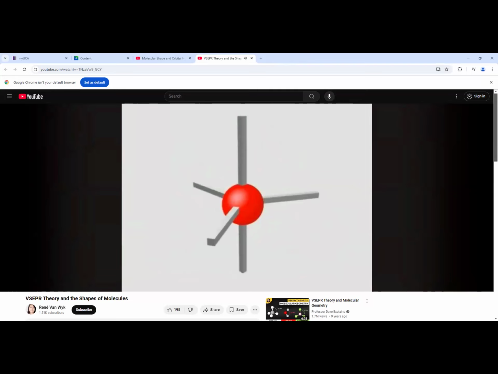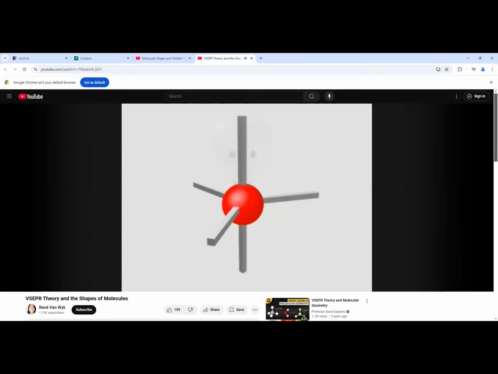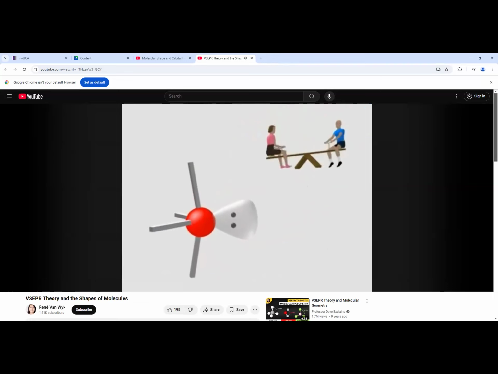Once again, when lone pairs are present, different shapes result. But a lone pair in an axial position creates three strong 90-degree axial-equatorial repulsions, whereas a lone pair in an equatorial position creates only two 90-degree repulsions. Therefore, to minimize the number of 90-degree repulsions, lone pairs always occupy equatorial positions. As before, lone pair repulsions reduce all other bond angles.